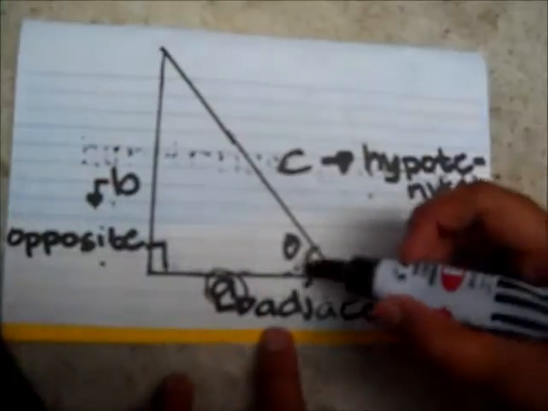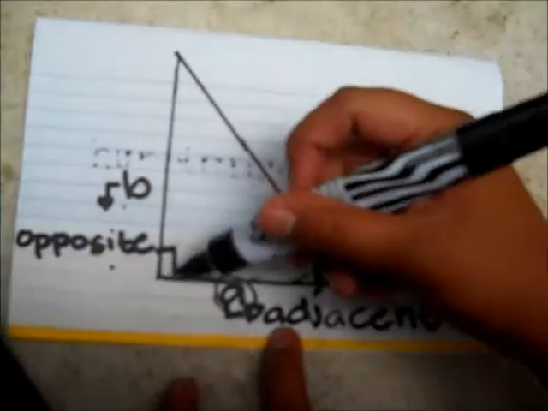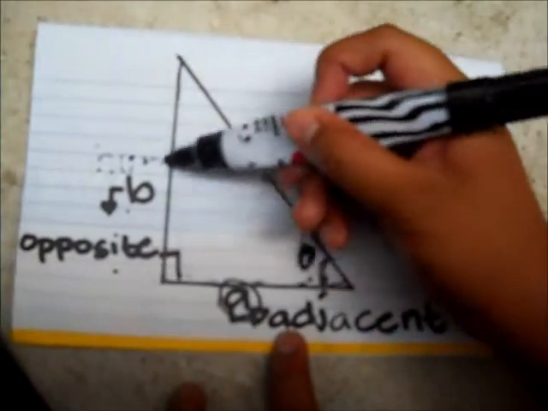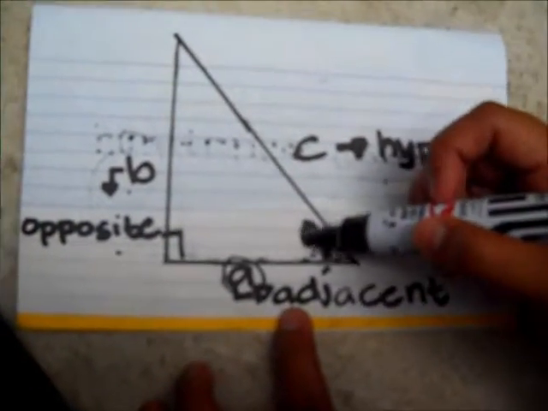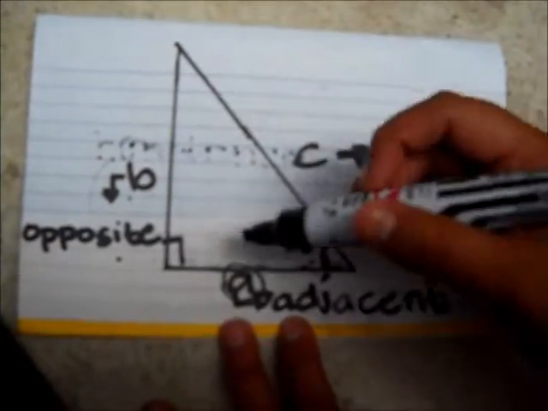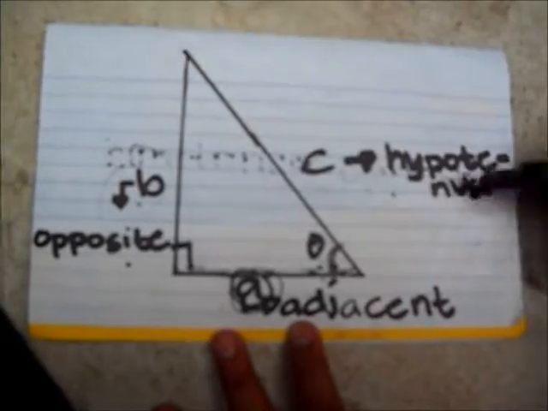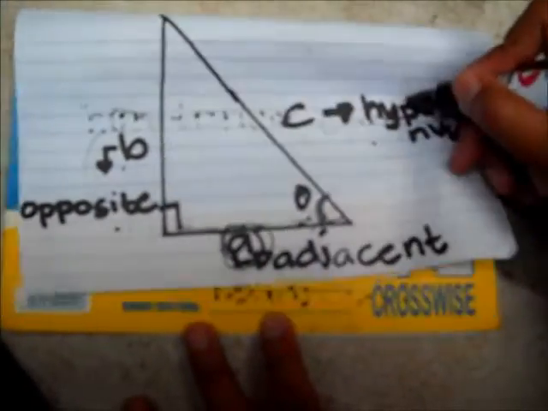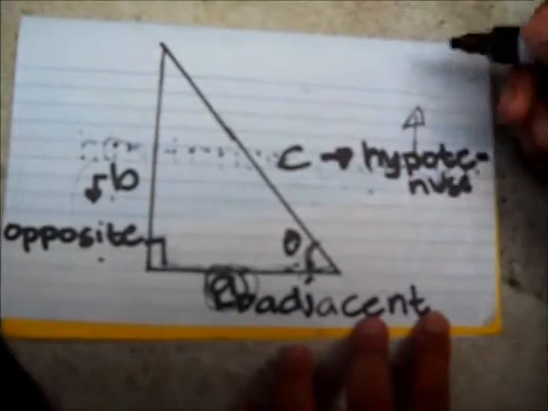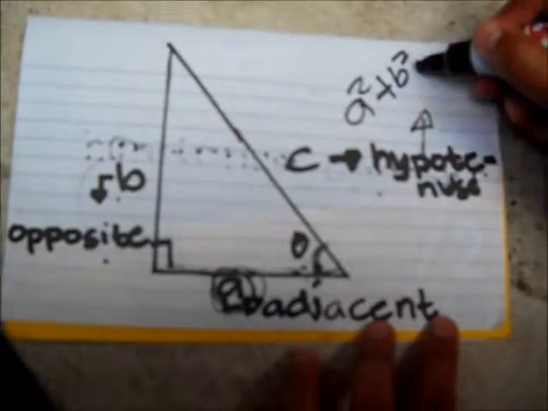Let's try an example. This angle of a right triangle is what we call theta, and the side opposite this theta is what we call the opposite, or side B. The side adjacent to this theta is what we call the adjacent, or side A. The hypotenuse, or side C, is the longest side of the right triangle. To get the hypotenuse, we square the adjacent and square the opposite, add the two, and get the square root of the sum.